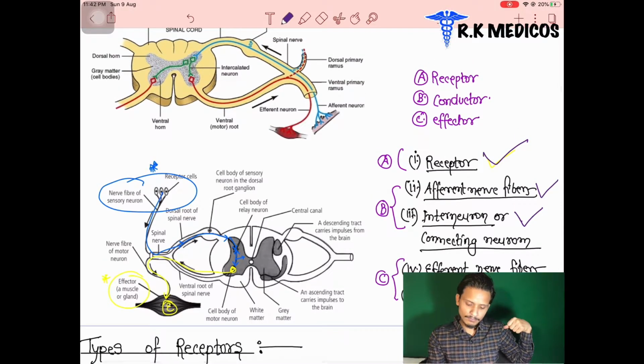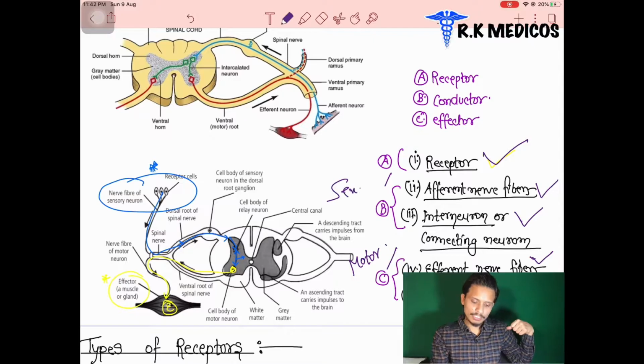The efferent fibers are also called the motor fibers, and the afferent ones are also called the sensory fibers. So the sensory neuron is entering, the interneuron is connecting, and they are transferring the impulses to the motor neuron, and the motor neuron is going to the effector part or the effector muscles. So this is the scenario of how they are moving.